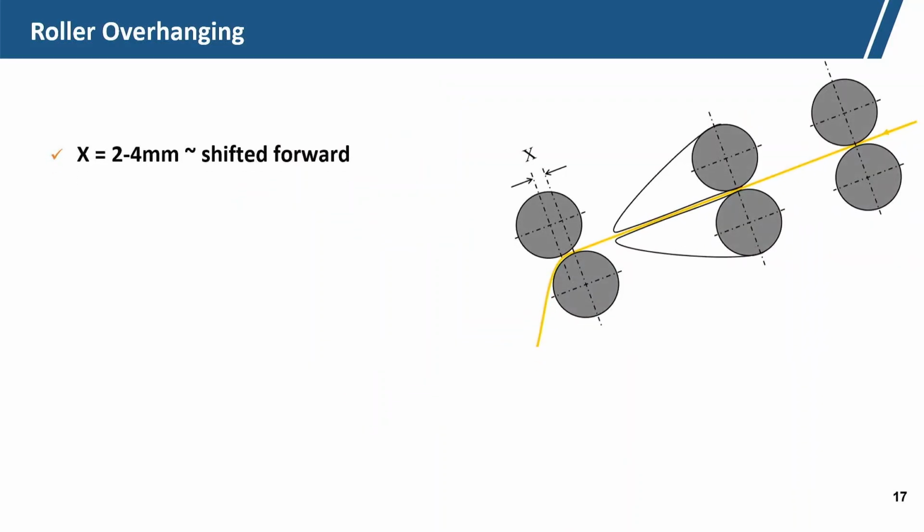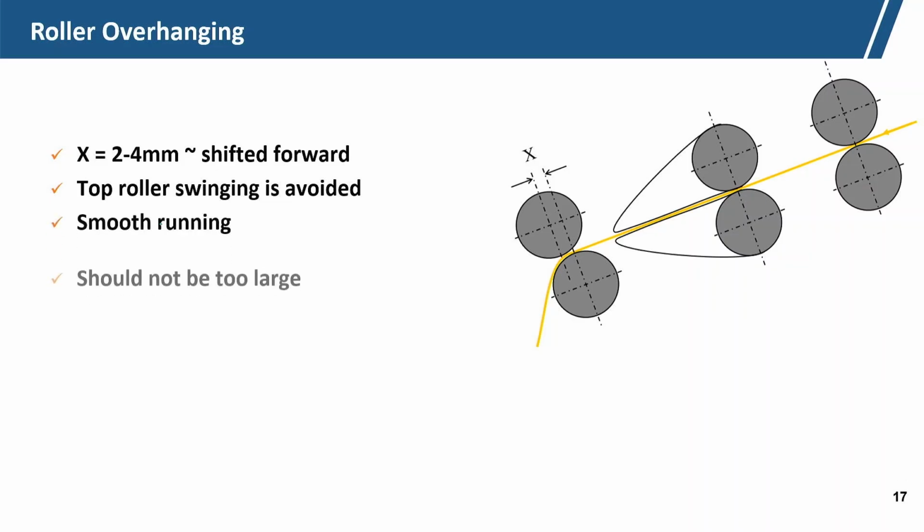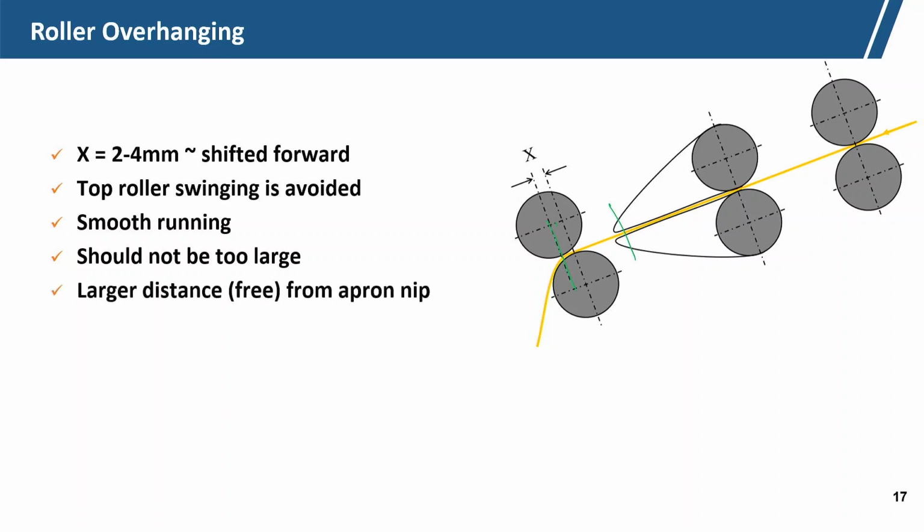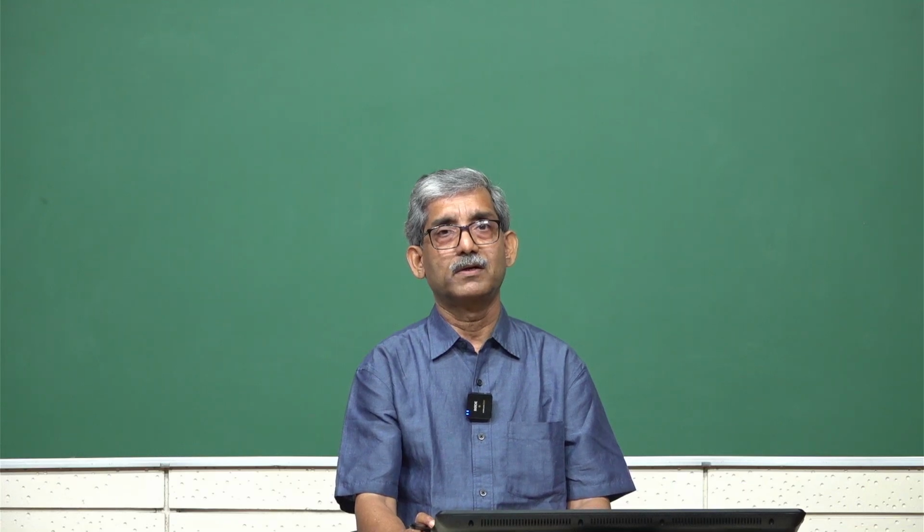So, roller overhanging we have discussed, 2 to 4 millimeter, shifted towards the front, the top roller swinging is avoided, smooth running. It should not be too large, so that, as we have discussed, the uncontrolled movement of the fibers will be there. So, with a larger distance from the apron nip, we will have uncontrolled movement.